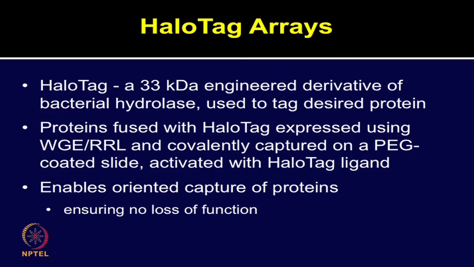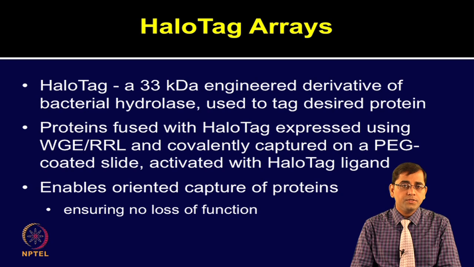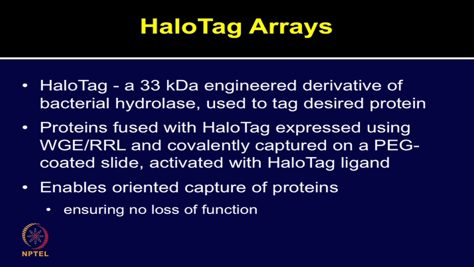The halotag is a 33 kilodalton engineered derivative of bacterial hydrolase, which is used to tag desired proteins. The proteins which are fused with halotag are expressed by using wheat germ extract expression system or rabbit reticulocyte lysate and covalently captured onto PEG containing slides. These are then activated with halotag ligands. These halotag arrays achieve oriented capture of proteins and thereby ensure no loss of function or minimal loss of function.